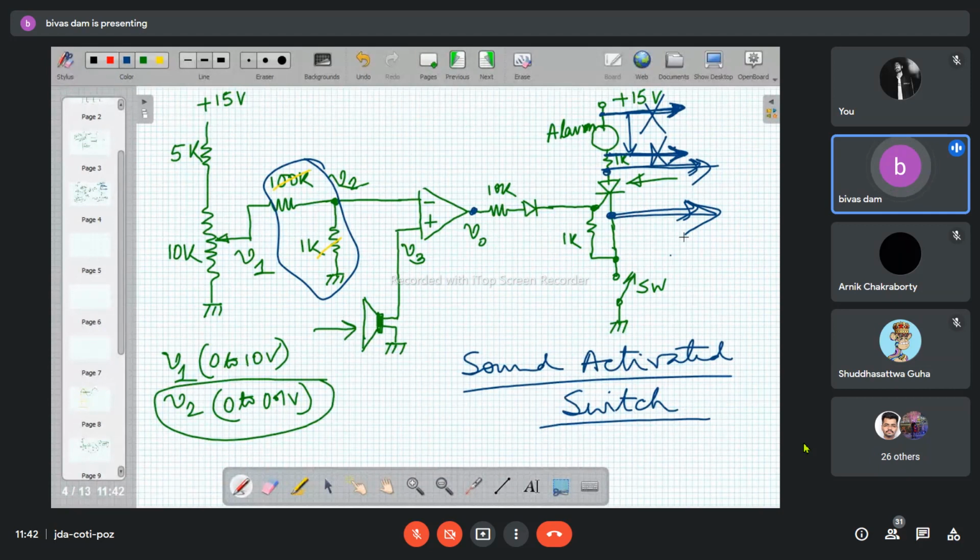As soon as you fire the bullet, some sound is available. As the sound is available, that sound ensures V0 switches to plus Vsat. What will happen is, as soon as that sound is available, the SCR will be turned on. And as soon as the SCR is turned on, what will happen to the flash?